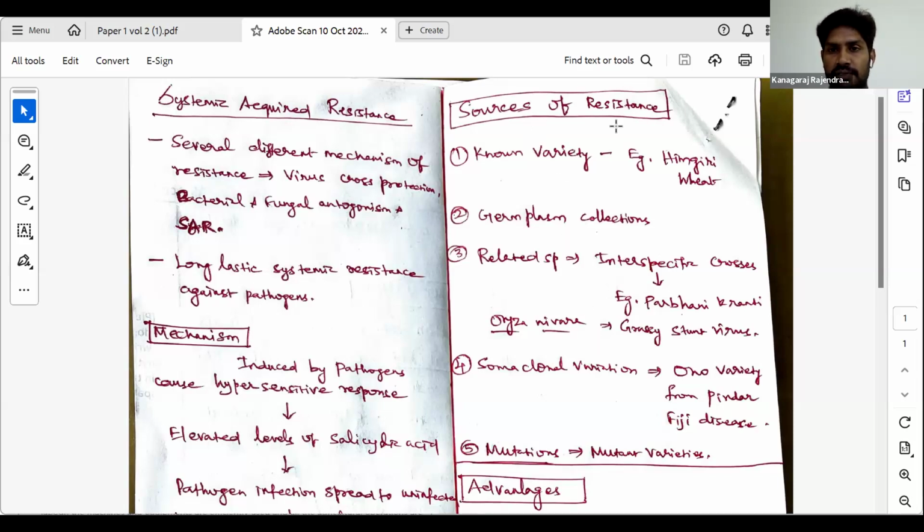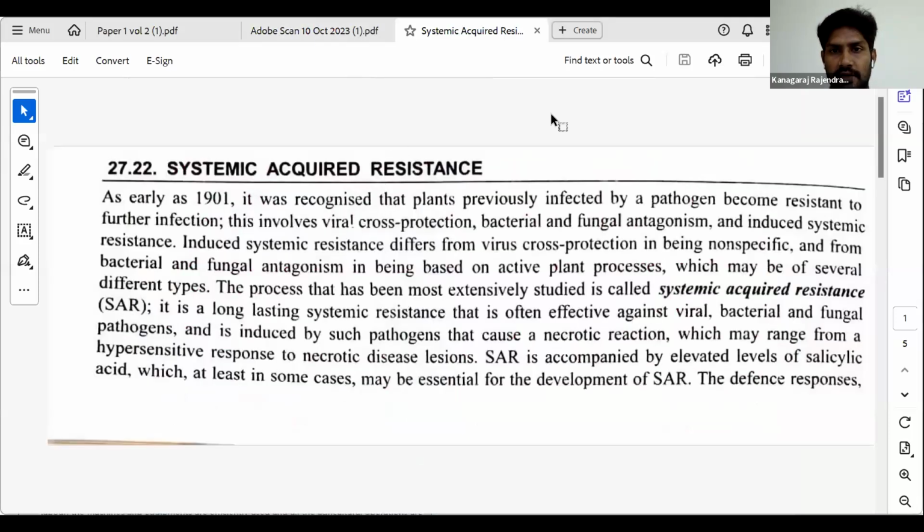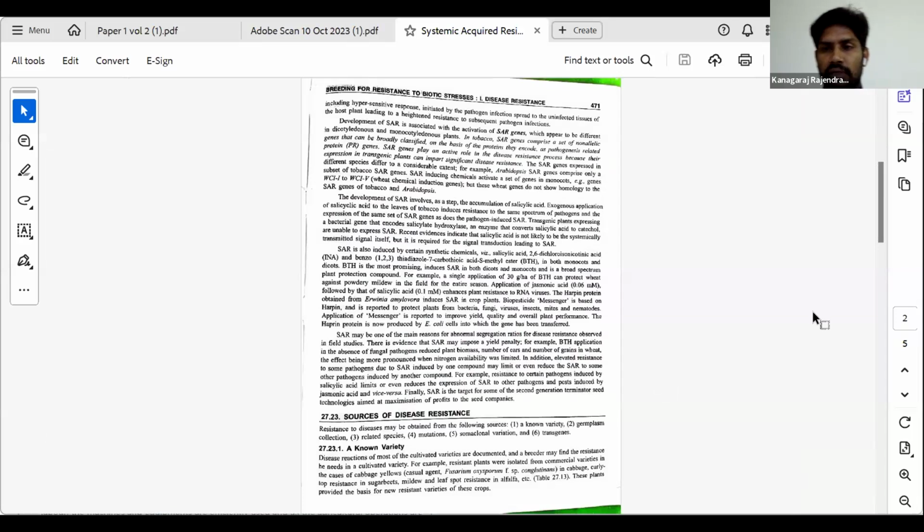The question consists of 3 parts. So here, if we see the original content for this question, this information is taken from the BD Singh, or you can also refer to the material. You can find content for this question. So systemic acquired resistance is covered in the BD Singh, okay, in this way.